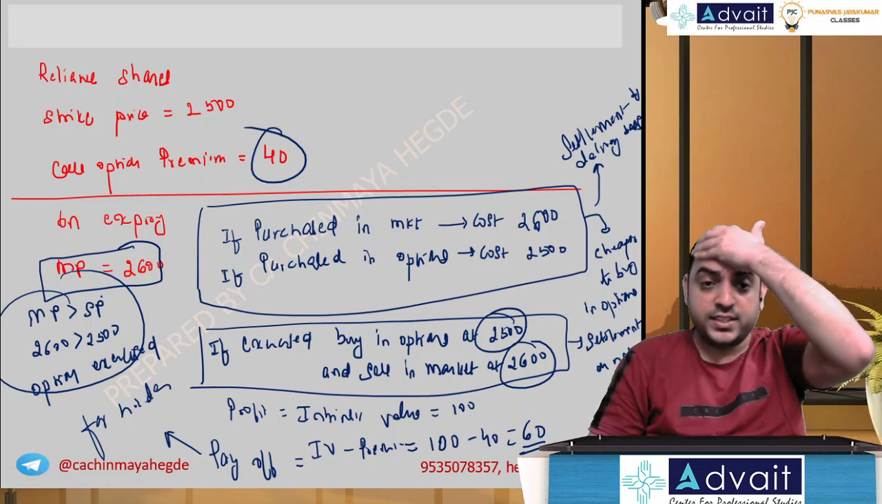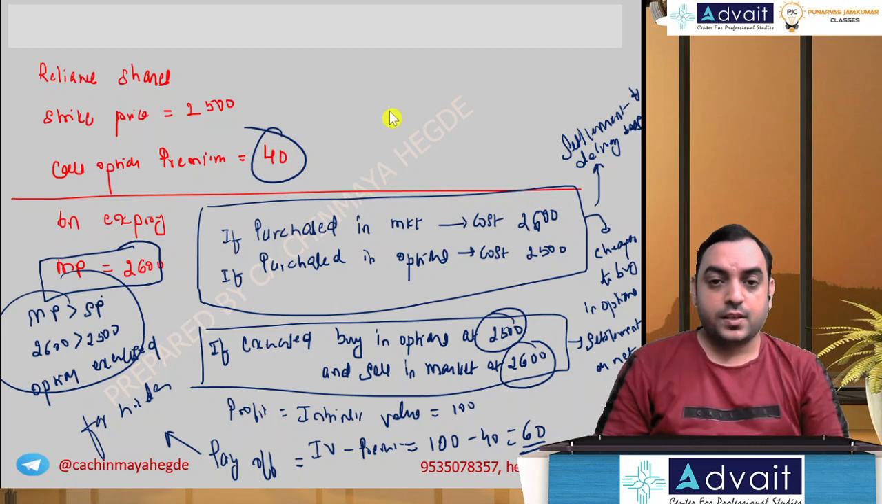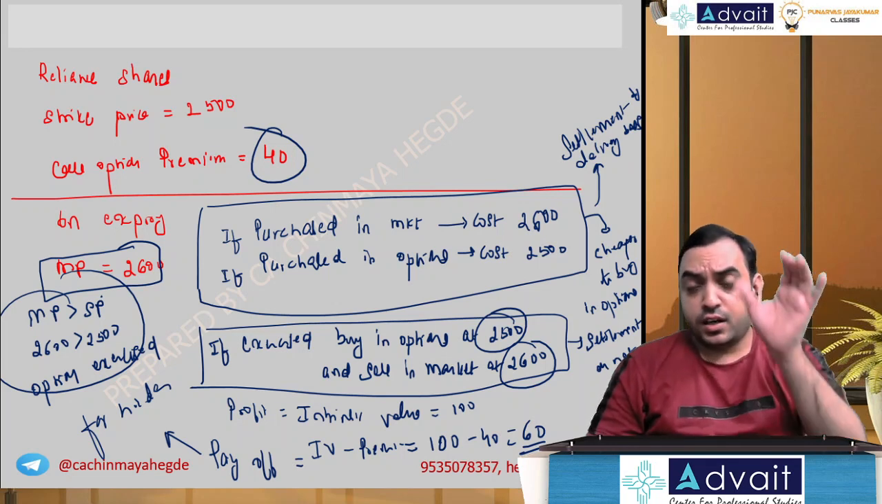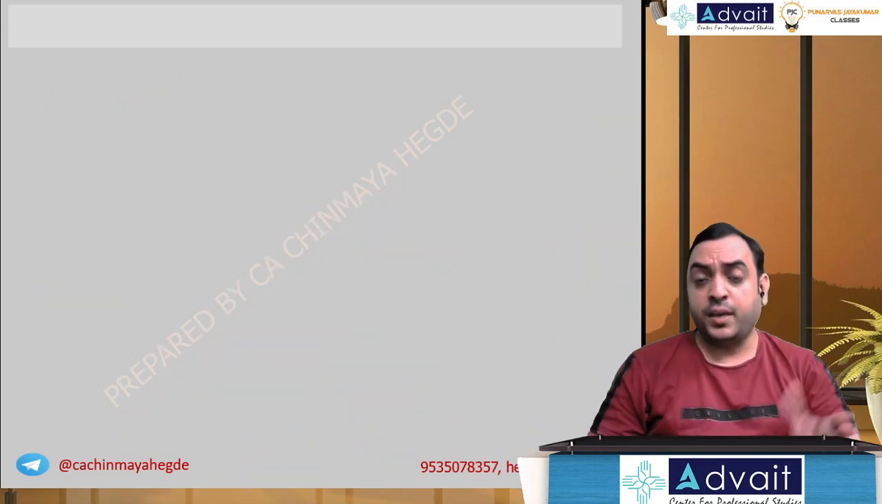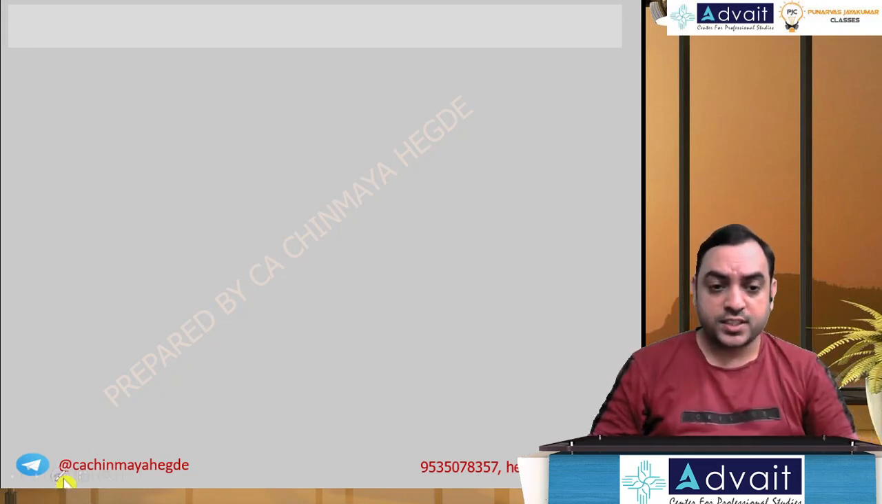Okay, hope you have taken down this example. Now let me tell you what will happen in different situations. Let's take the call option for the time being, then I'll go for the put option. That's called the call option payoff graph.